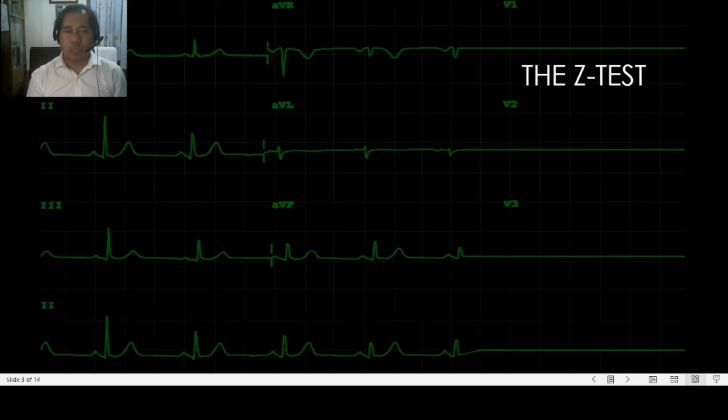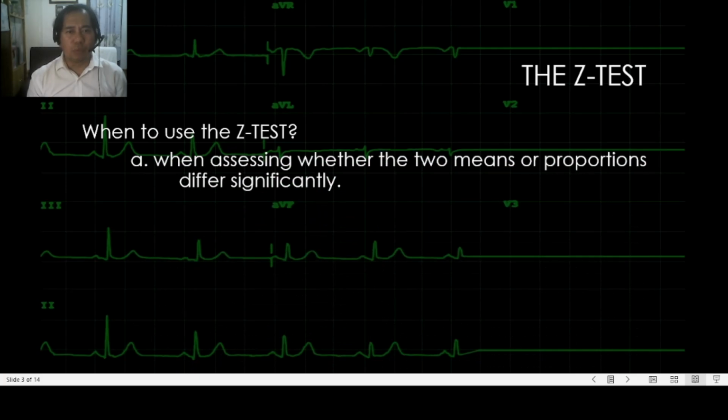Now, the very first thing that we are going to discuss is, of course, the Z-test. When are we going to make use of the Z-test? Of course, there are so many considerations that we need to look into. Number one would be when we use the Z-test, our focus is the assessment of whether the two means or proportions of the data differ significantly. So if we put this into a question, it says: is there a significant difference between two means or two proportions?